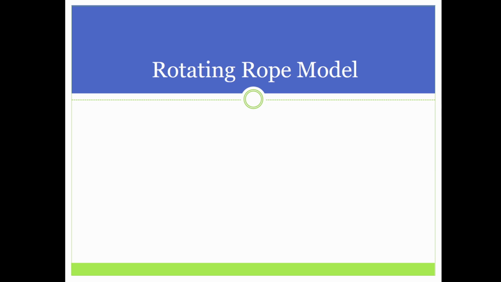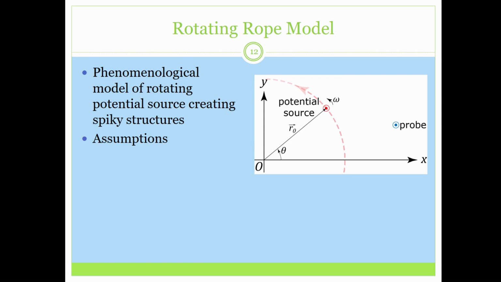This is currently a work in progress, but I'd like to give an idea of how this model works. So the premise of this entire model is phenomenology, in which you look at the data and then try to come up with a theory model to match the data. The idea is that sitting on a flux rope is a source of potential which follows the rope as it rotates due to the kink instability.